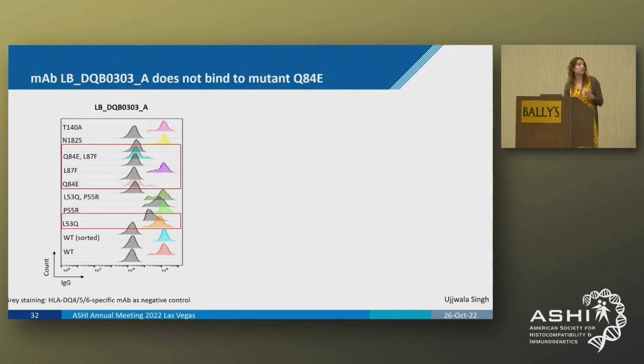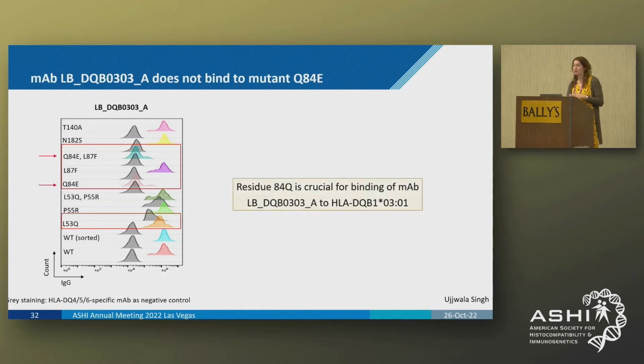Also position 87 in purple, there's still binding. But if we look at position 84, we see that there's no binding anymore. And also in the double mutation 84 and 87, there's no binding anymore. So this really showed us that indeed residue 84Q is really crucial for binding of this monoclonal antibody to the DQ3 molecule.